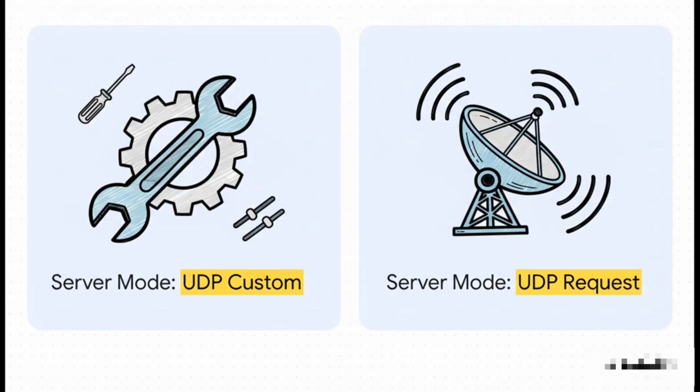Now, for both those 7-day and 30-day servers, you've got 2 different modes to choose from, UDP Custom and UDP Request. Look, without getting lost in the technical weeds, these are just different ways of packaging up your data. Generally, UDP Request is going to be faster, which is awesome for things like streaming or gaming. UDP Custom, on the other hand, might give you a more stable connection on certain networks. It's all about having the flexibility to match the connection to what you need to do.